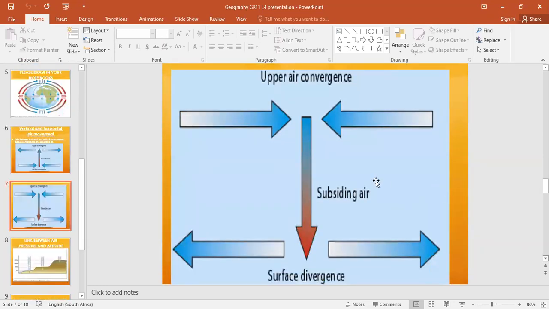Okay. And then in the southern hemisphere, the same thing happens. The air comes down and then becomes hotter, surface divergence, and then goes out, becomes cool, and then it completes the cell. Okay.